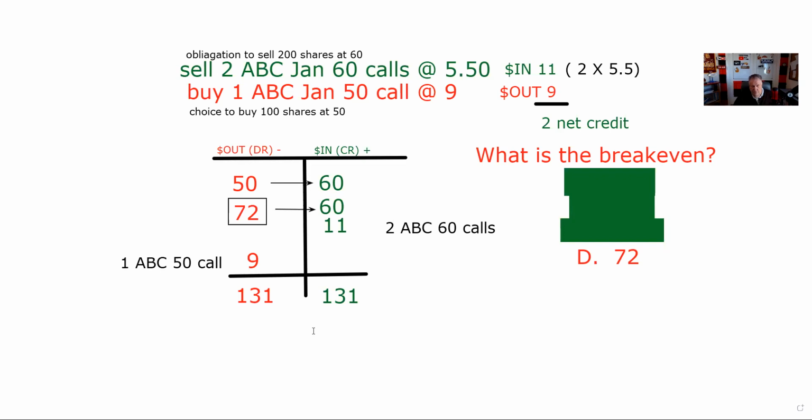Here at 72, what's going to happen is I'm going to buy the stock at 50 and deliver at 60. Now I'm going to buy another 100 shares at 72 and deliver at 60. That takes care of the 2 calls. I brought in 11 for the 2 ABC 60 calls, a total of 131. I paid out 50 for the stock, 72 for another 100 shares, and 9 for that 50 call. And indeed, it is the break even.